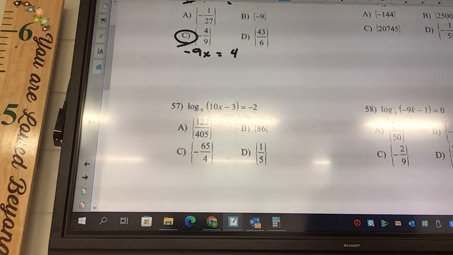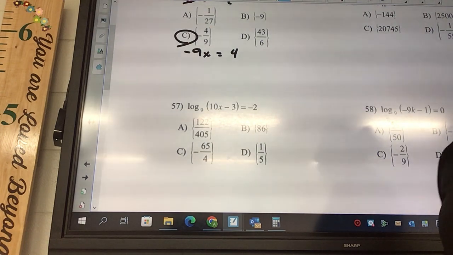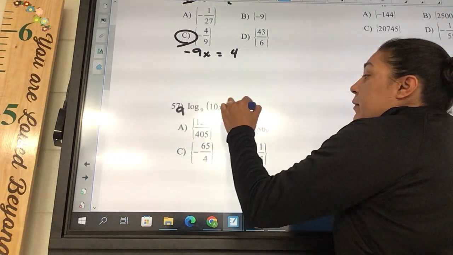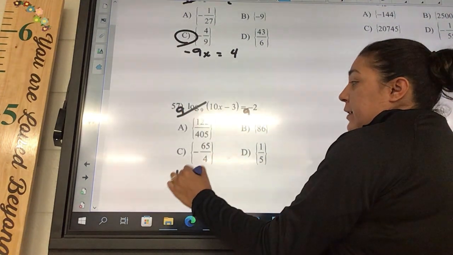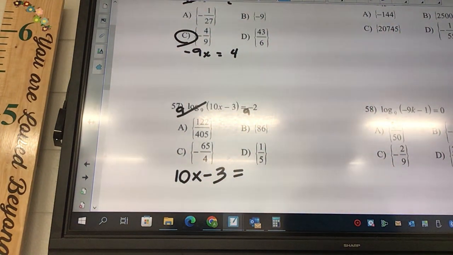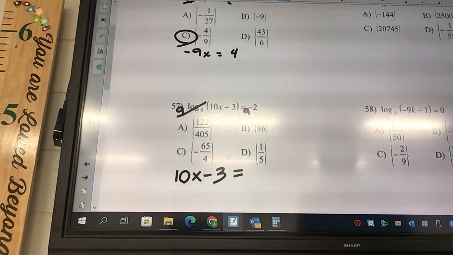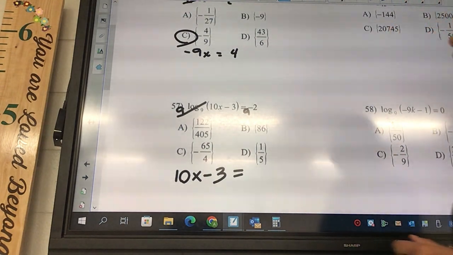Okay, 57. What are we going to do? Do the 9 on both sides. Okay, so I'm going to get 10x minus 3 equals, what is 9 to the negative 2 power? Negative 81. Uh-uh. You said 9 to the negative 2 power.